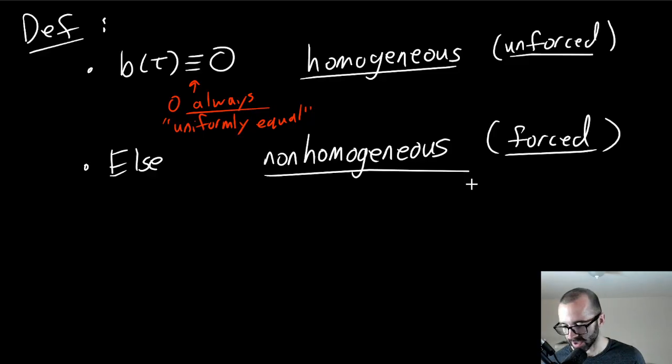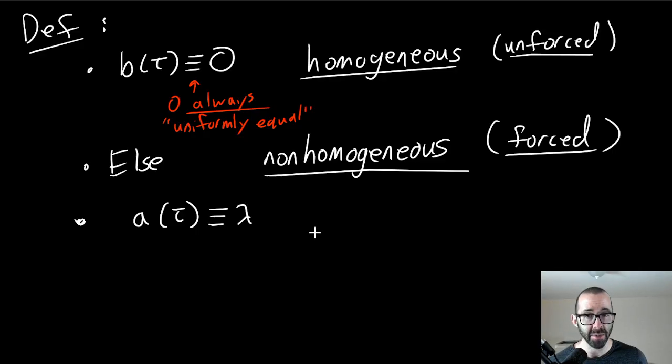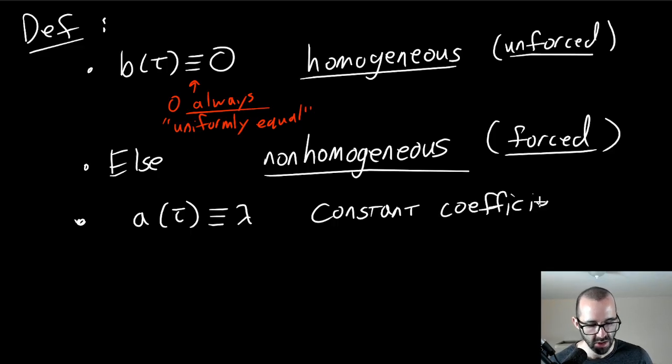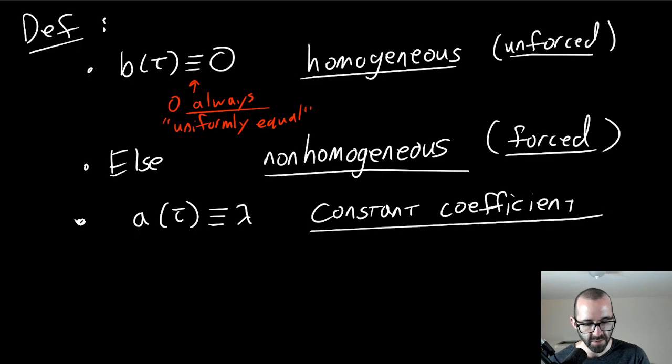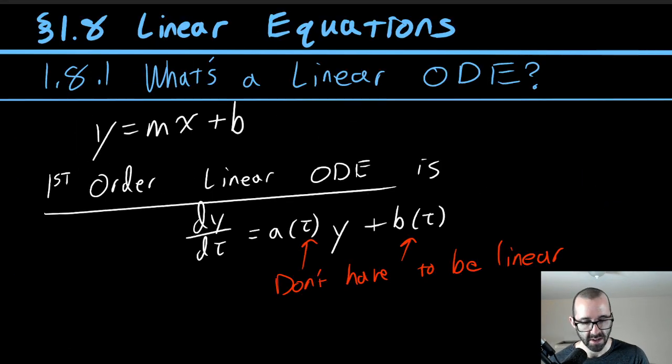And we have one more definition. Specifically, this last definition is if a of t is uniformly equal to a lambda, then we call it a constant coefficient differential equation. And there will be many nice things that we can do with constant coefficient equations. Again, b doesn't have to be constant. It's specifically if this part is constant, if everything attached to y's is constant, then we're good to go.